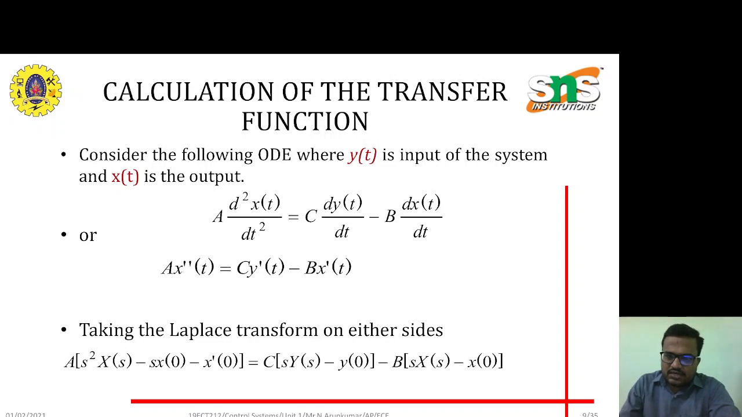While implementing this in a control system, we can take an example like a into d square x of t by dt square equals c. Like that we can get the output of the corresponding system function. This can be written as a of x double dot t, where the double dot means d square. Taking the Laplace transform on either side, we can get the system transfer function. Thank you.